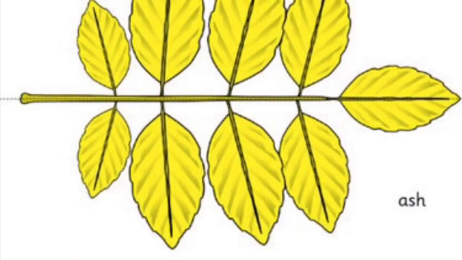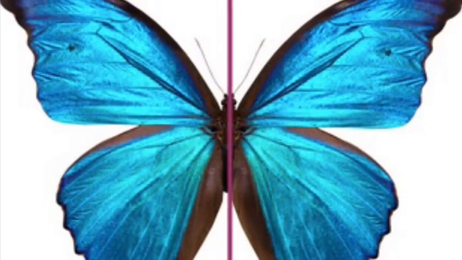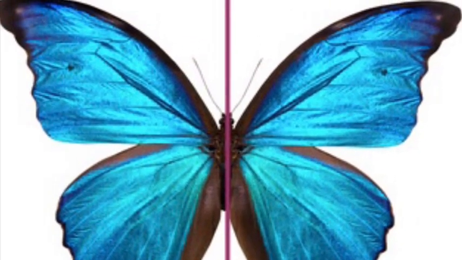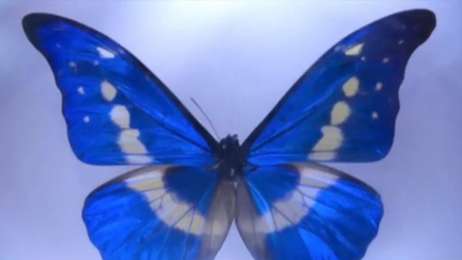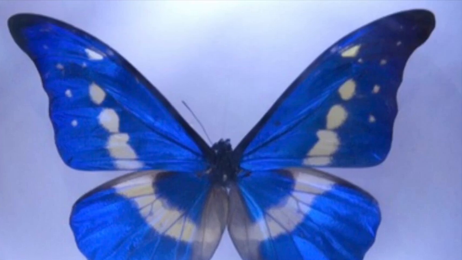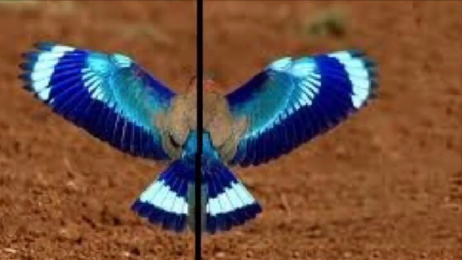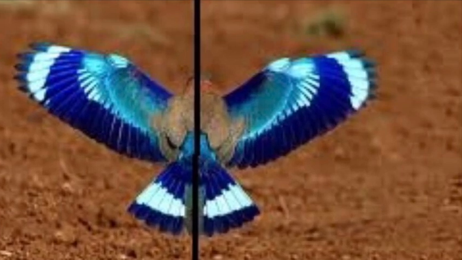Symmetry is also in nature. Butterflies normally have symmetrical wings. The circles or dots or shapes on one side are mirrored on the other side.